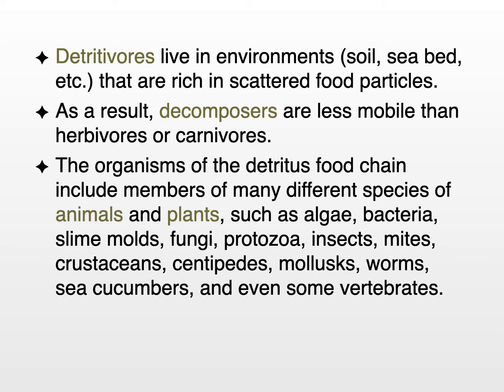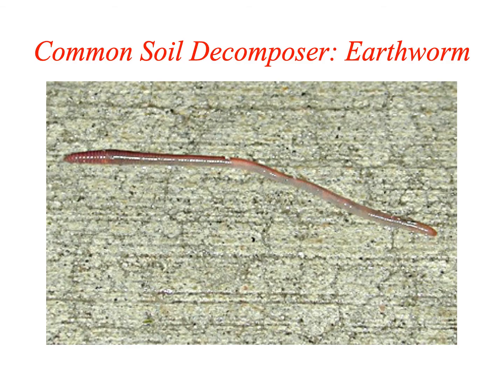The organisms of the detritus food chain include members of many different species of animals and plants. So organisms involved in this breakdown of organic matter include algae, bacteria, slime molds, fungi, protozoa, insects, mites, crustaceans, centipedes, mollusks, worms, sea cucumbers, and even some vertebrates like small mice, voles, living in the soil layer. So here we have a common soil decomposer, the earthworm.